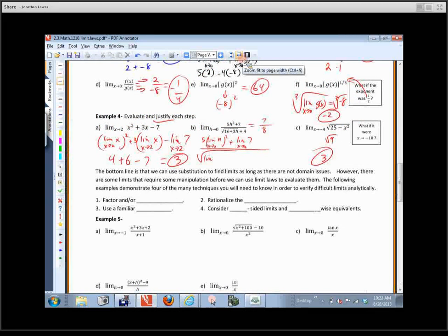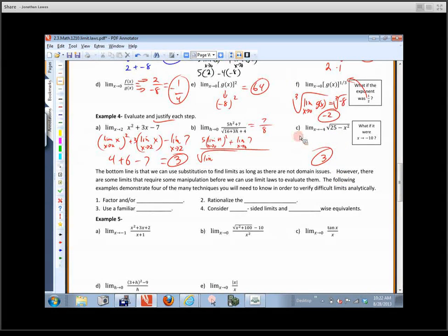How would you justify what? This one right here? If we were to go through and justify, we'd do a big square root, and then we'd do the limit as x approaches -4 of 25 minus the limit as x approaches -4 of x quantity squared. Does that make sense?